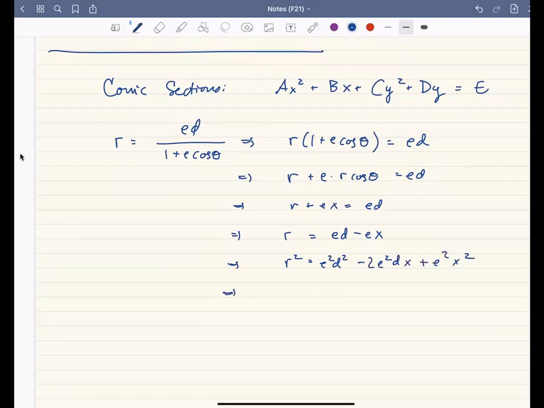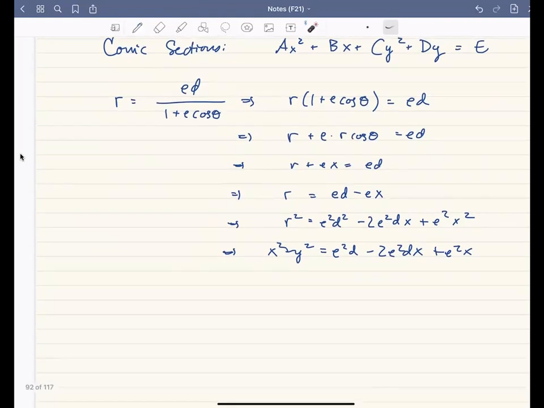And r squared is, of course, x squared plus y squared. Okay, and so we end up with x squared plus y squared equals e squared d squared minus 2e squared dx plus e squared x squared. And then I want to do a few things just to turn this back into something that we can look at, something that we know about.